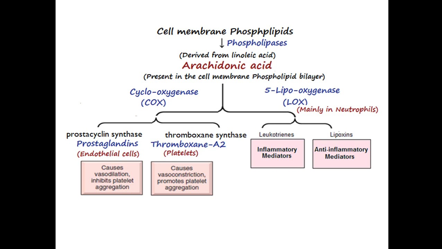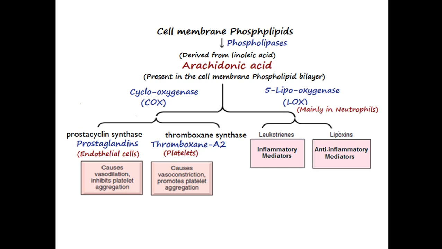On the other hand, in the platelets, where the enzyme known as the thromboxane synthase is present, it will convert the arachidonic acid into metabolites known as the thromboxane A2, which is present in the platelets. In the endothelial cells, the enzyme present is the prostacyclin synthase, which converts arachidonic acid into prostaglandins. And in the platelets, the enzyme thromboxane synthase will convert arachidonic acid into thromboxane A2. And here, at this point, you can see the thromboxane A2 present in the platelets will cause vasoconstriction and it will promote platelet aggregation. By that we mean that it causes the conditions which are procoagulant.